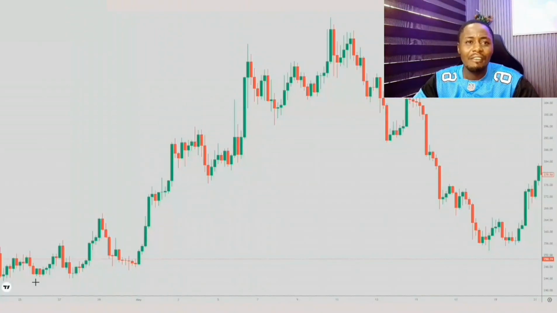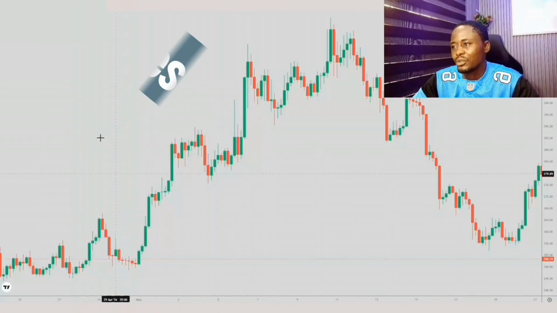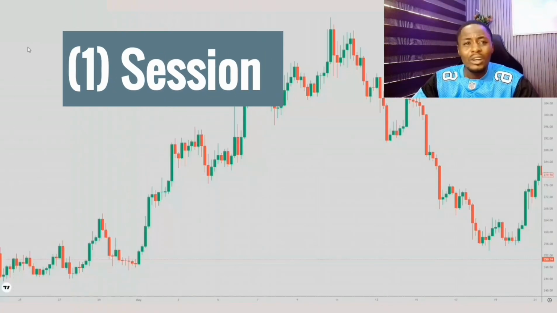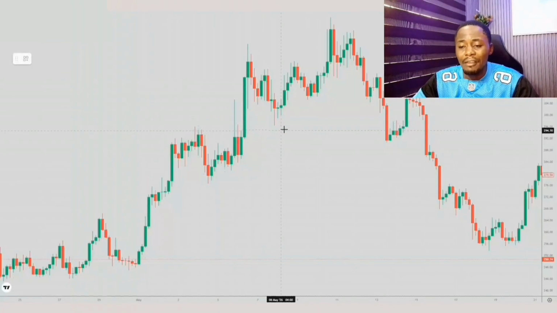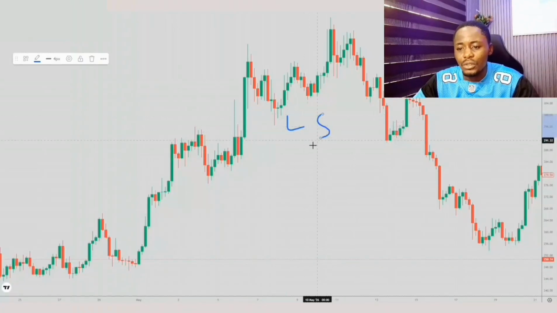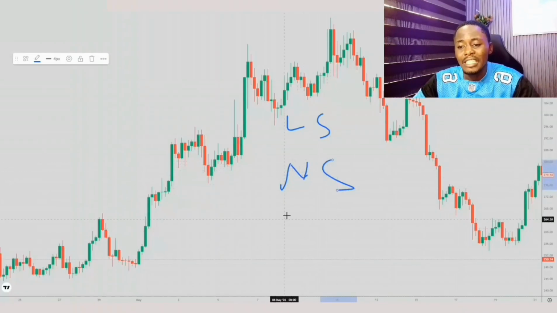Chart, there are 4 things you need to look out for before taking a trade. Number 1 is session. For instance, if you are trading, we have London session, we have New York session, we have Asian session.